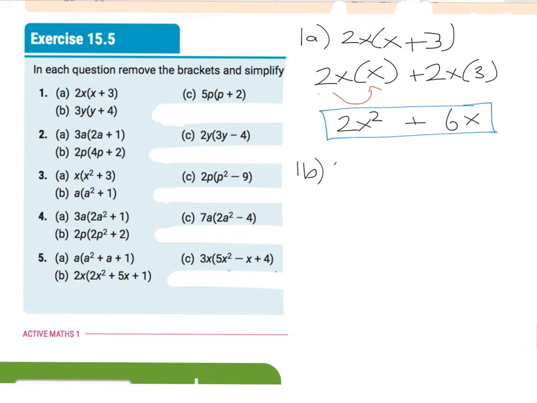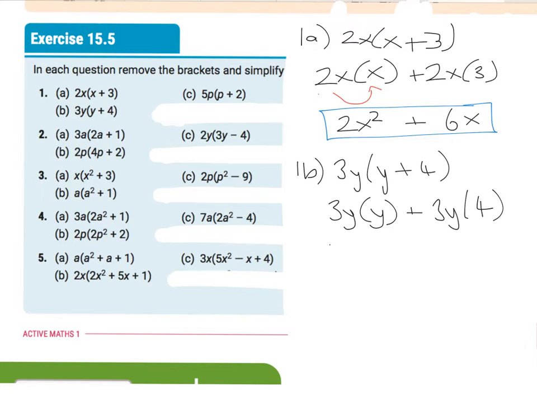1 part b then, we've 3y and y plus 4 inside the bracket. The 3y has to be multiplied by the y, and the 3y has to be multiplied by the 4. We end up with 3y squared plus 3 times 4 is 12, 12y. Okay, and that's the answer for 1 part B.